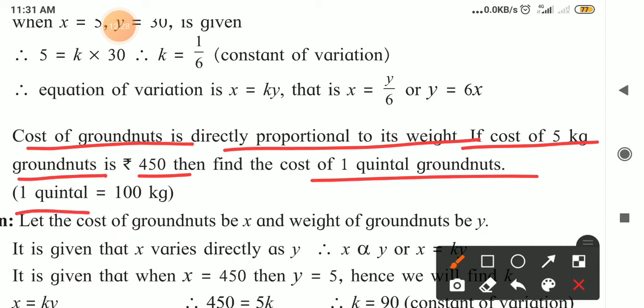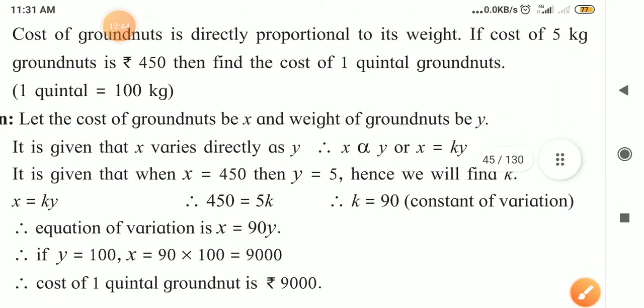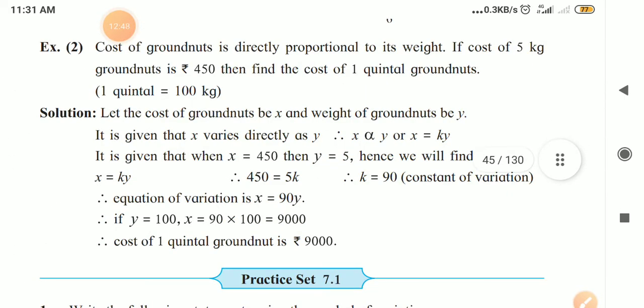1 quintal means how much? That is 100 kg. You know it. And if you don't know, just understand it, because sometimes they give 1 quintal is equal to 100 kg, but sometimes they do not give it, so you must know these basic things. First of all, in short, I will tell you how to solve the example, and then we will discuss the steps which are given in our textbook.